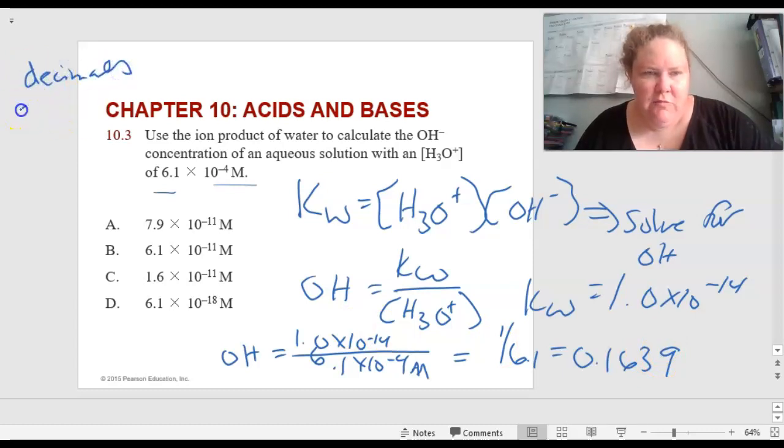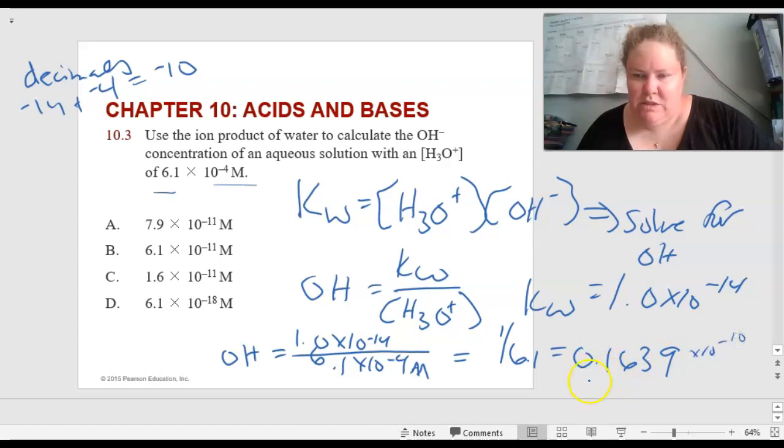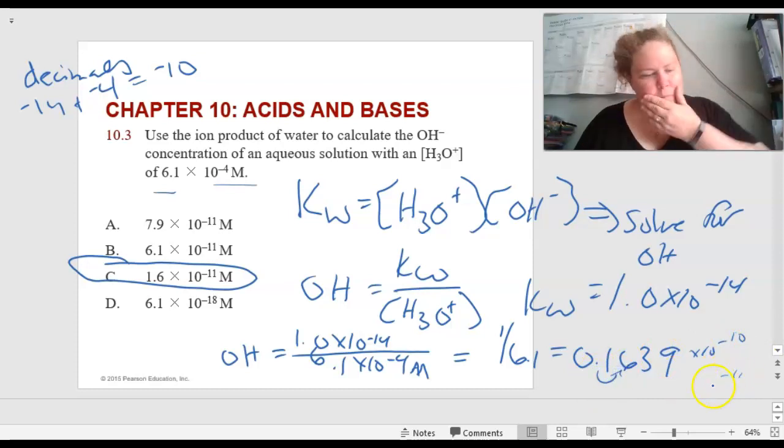Decimals, we have minus 14 plus minus 4, and that gives us minus 10, right? So the minus 14 is from here, the minus 4 right there, and that gives us minus 10 as a net. So then this would be 0.1639 times 10 to the minus 10, and then when we adjust the decimal point again, we have to change it one more time. So that ends up giving us 1.6 times 10 to the minus 11 molar. Okay, because again, this is minus 10, and we have to change this decimal point one more time. So then that ends up making it minus 11. Okay.